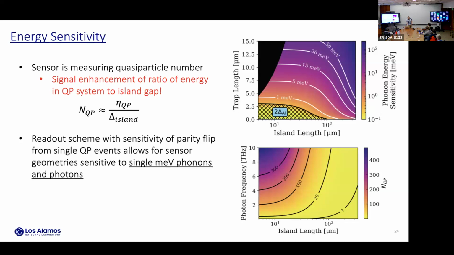And then similarly, we could think of this as a photon detector, just a photon hitting the sensor itself. This plot shows total number of quasi-particles as a function of energy. So this would be the whole terahertz range here. As long as we're getting more than 1 quasi-particle across the junction, we could measure, say, sub terahertz all the way to 10 terahertz with this design.